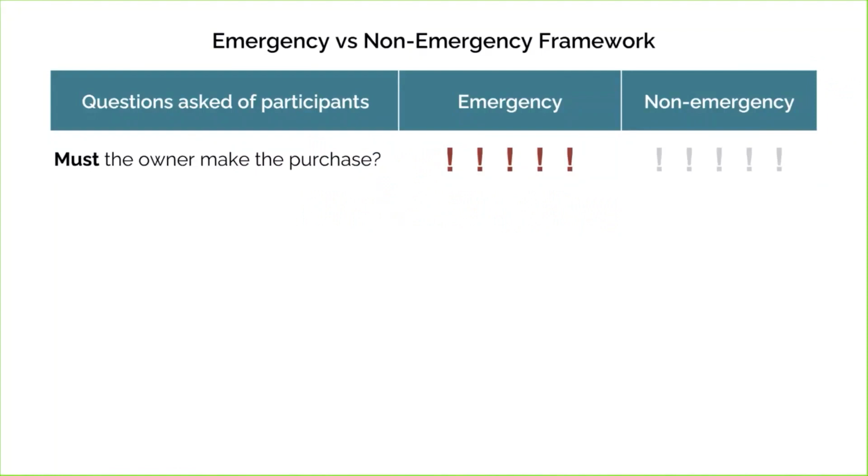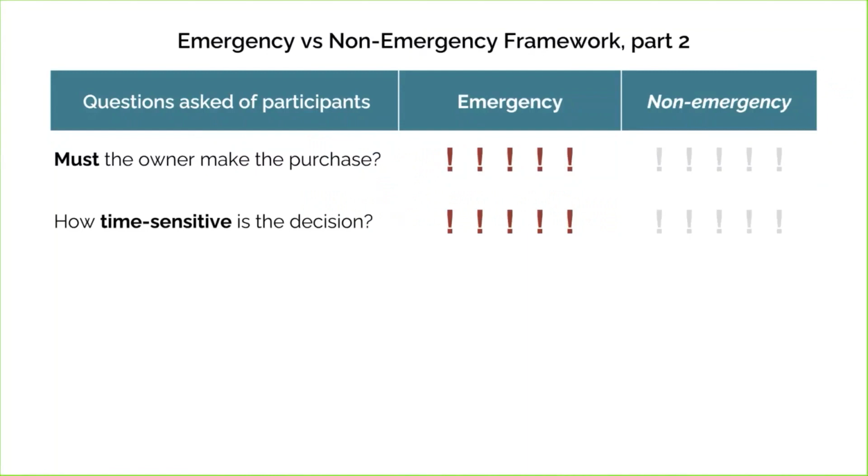Okay. So first, is the decision necessary? As is apparent from their names, an emergency decision is just that. A new piece of equipment, a new window, it must be procured and fast, right? So it gets 5 out of 5 exclamation marks. A non-emergency decision doesn't have to happen at all, right? It gets no exclamation marks in our table here. And part and parcel with this emergency versus non-emergency nature is whether or not it's time sensitive. So in one case, it's very time sensitive, and in the other, it is absolutely not time sensitive.